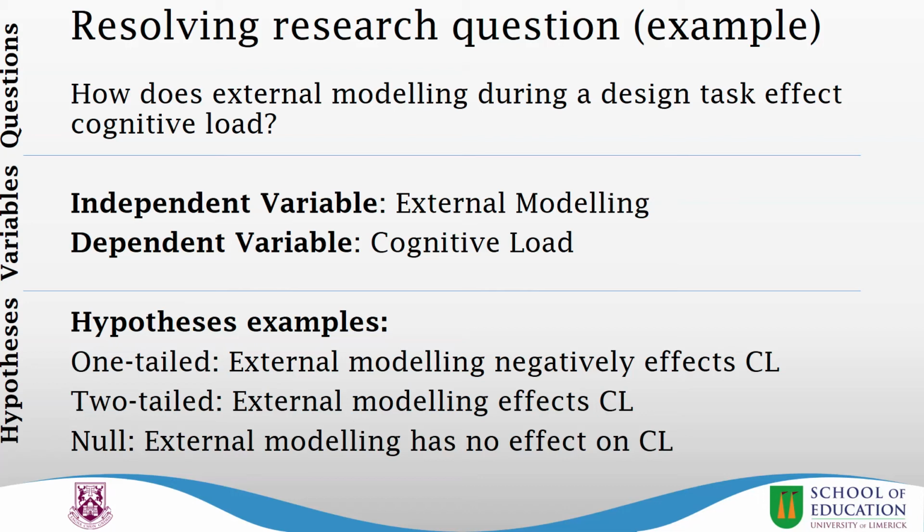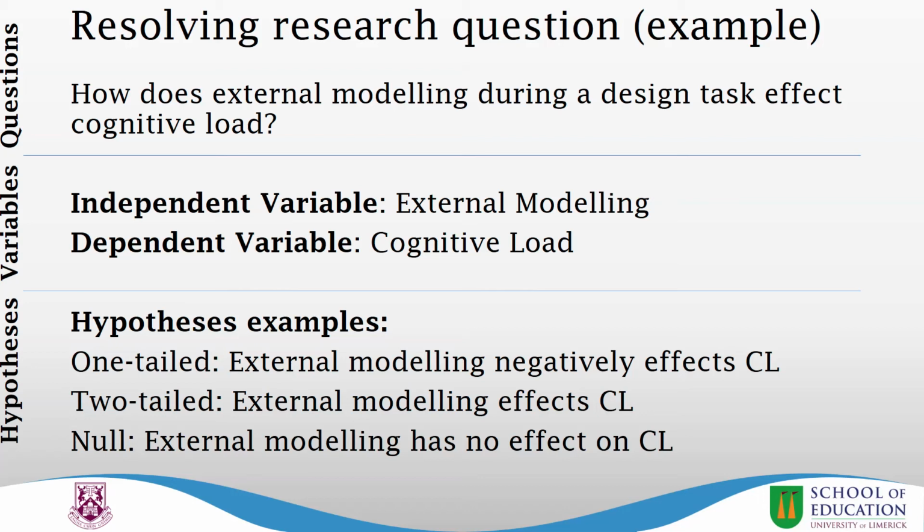This is the very same activity as we did in last week's tutorials. It's a good recap, and it puts it into context when you're actually doing your search for the literature in the different databases. The independent variable in this is external modeling, and the dependent variable is cognitive load, because what you're trying to do is see if there's a change in external modeling, does that affect cognitive load? So you're systematically changing the independent variable, and you are seeing the change that comes about in the dependent variable.